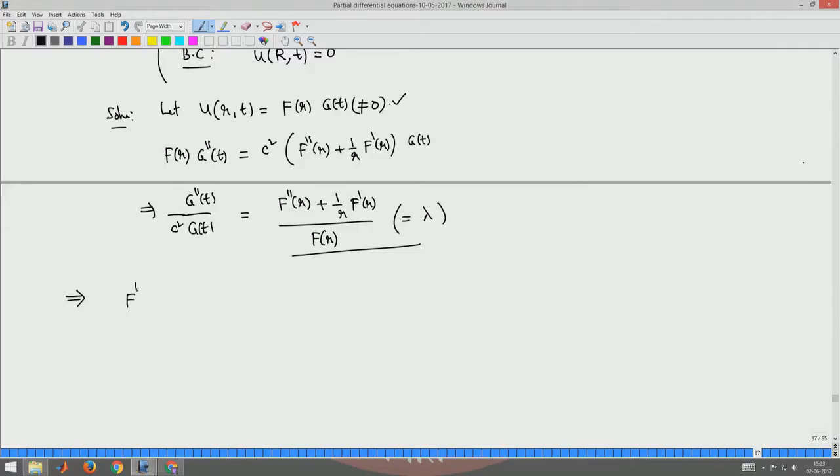So, what you get is f double dash of r plus f dash of r by r minus lambda f of r equal to 0. This is one ODE. Another ODE is g double dash of t minus lambda c square g of t equal to 0. This is for t positive, and the first one is for r between 0 and capital R. So, these are the two things.